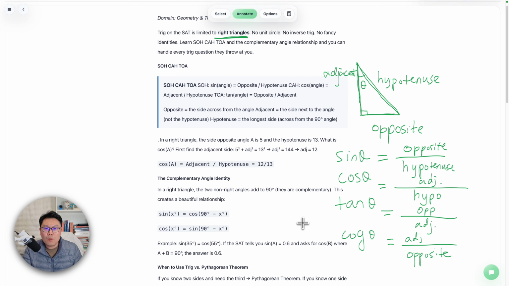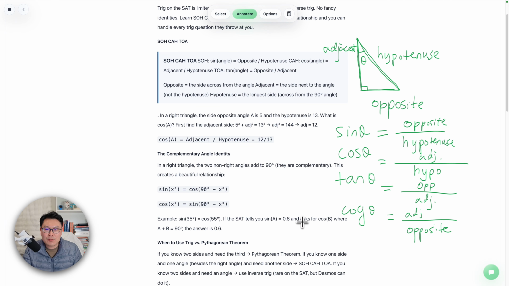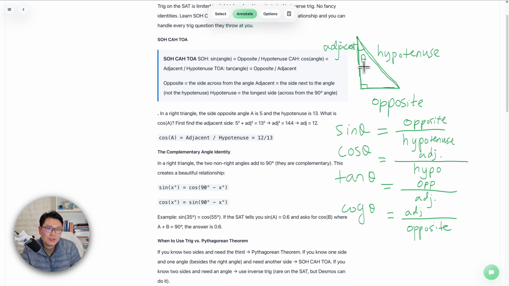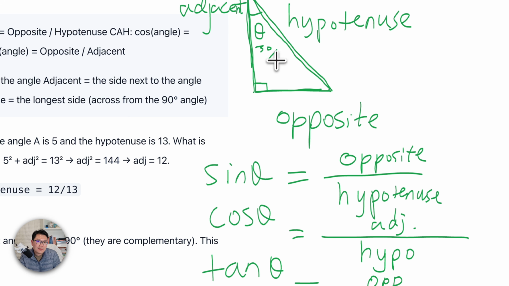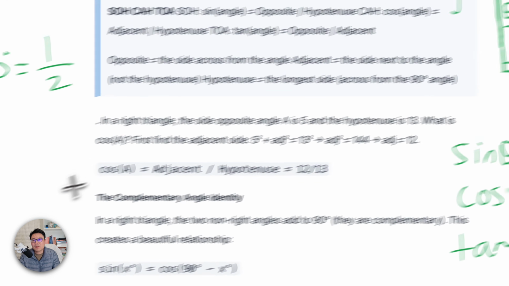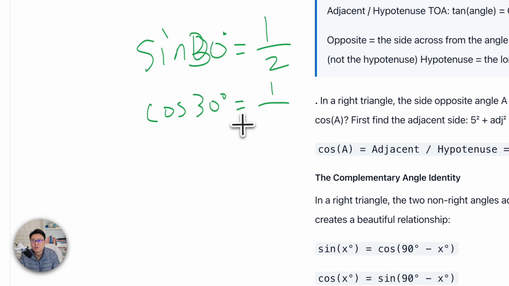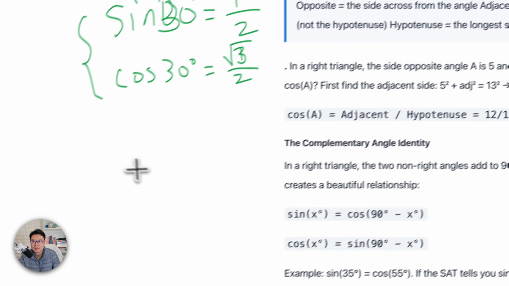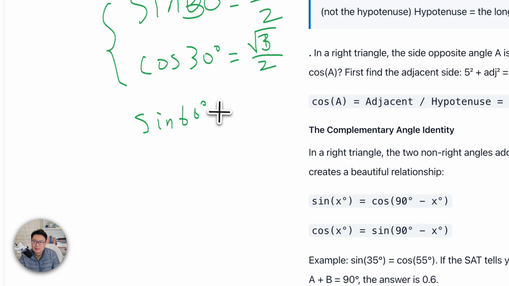All right, so we still need to look at some of the special values here. Theta is usually 30 degrees, 60 degrees, or 45 degrees. These three angles are the most tested. If it's 30 degrees, then sine 30 degrees is 1 over 2, right? So that means if this one is 1, the hypotenuse is 2. And then cosine 30 degrees is square root of 3 over 2. If it's 60 degrees, then it's the other way around. Sine 60 degrees is square root of 3 over 2, and cosine 60 degrees is 1 over 2.